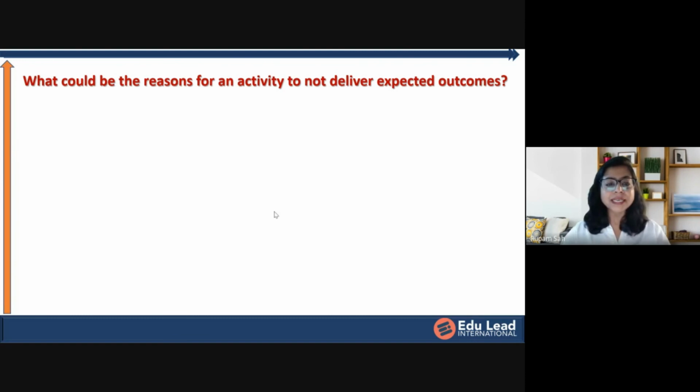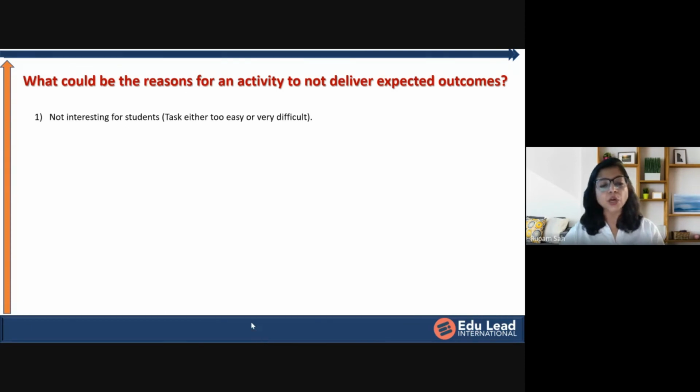Okay, so let's see some of the reasons which I've listed here. Maybe the activity is not too interesting for the students. It's either too easy or it's very difficult, right? So it's not age appropriate. When I talk to you all about differentiation, at that time I'll tell you how you can do differentiation by activity, wherein you can have all your learners engaged. Yeah, so it's not an interesting activity.